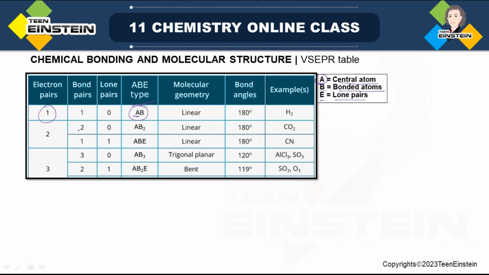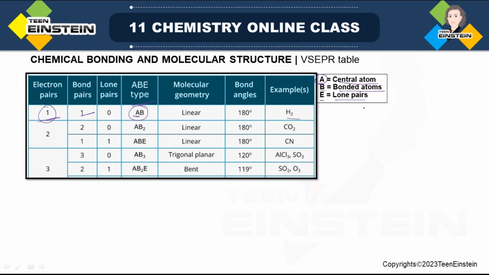So one bond must be there. If there is no bond, there is no question of this, why are we discussing this theory. At least one bond should be there. Lone pair may be 0, that is fine. So as we have only one pair, it will be used up as a bond pair, and lone pair will be 0. So in this case, what will be the geometry? The geometry will be linear. And the corresponding example here we have is hydrogen.